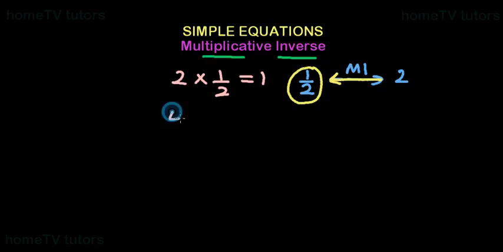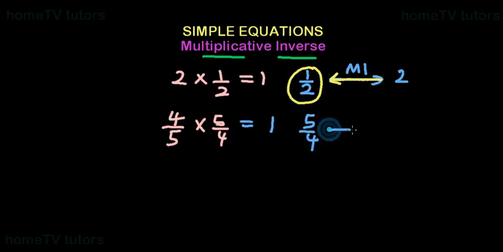Likewise, 4 over 5 times 5 over 4 is equal to what? 1. So 5 over 4 is the multiplicative inverse of 4 over 5. Okay? Also, 4 over 5 is the multiplicative inverse of 5 over 4. Alright?